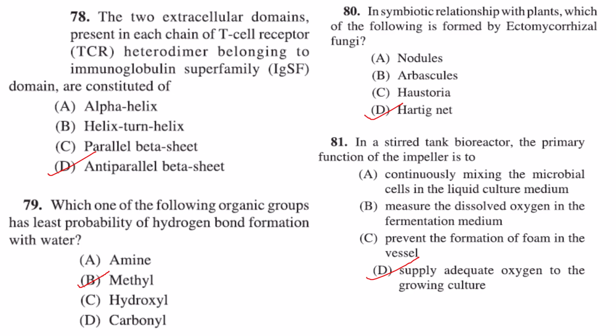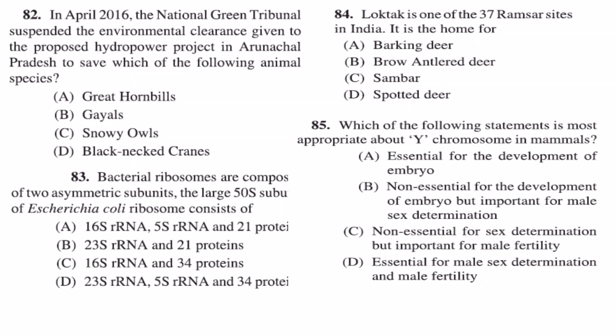Then measuring dissolved oxygen in the fermentation medium, it is done by the probe or the sensor. Then prevent the formation of foam in the vessel, impellers can break the foam also. But the primary function is supply adequate oxygen to the growing culture.